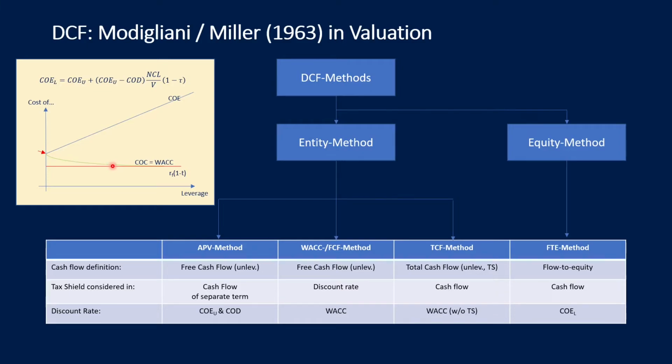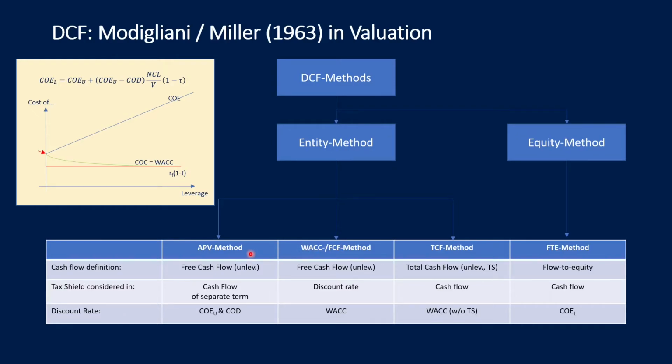If we apply this theory in the DCF methods, again we have to differentiate between the entity method and the equity method. Within the entity method, we see three: the APV, the adjusted present value method; the free cash flow method, that is also called WACC method; the TCF method, total cash flow method, that has rather a theoretical background and has not yet arrived in practice; and the flow to equity method, that is very close to the capitalized earnings method in continental Europe.